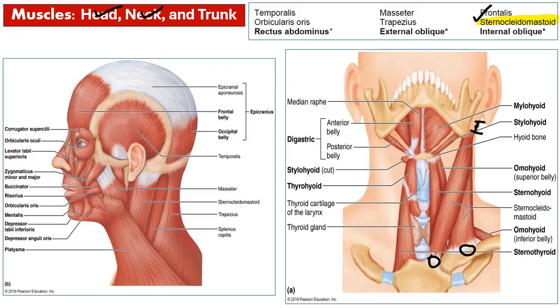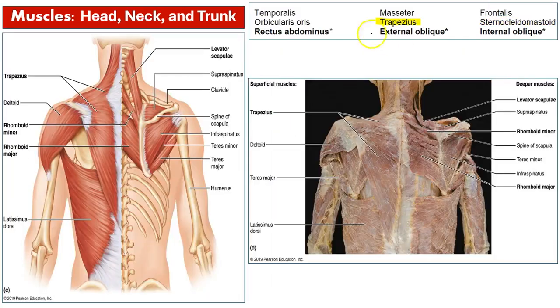Now let's get into the next, which is going to be trapezius. So we already did all these. Now let's get into trapezius. So with the trapezius, we're talking about a muscle that's going to be on the trunk, but not on the front of the trunk, on the back of the trunk.